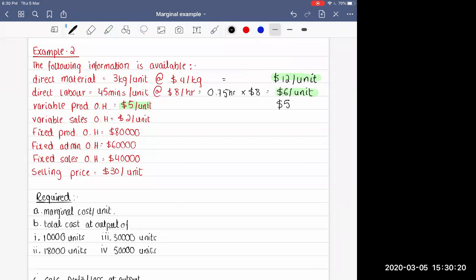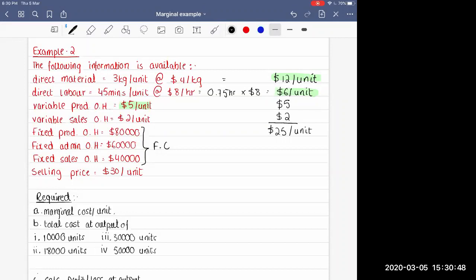Then we have variable sales overheads. Sir, variable sales overheads are $2 per unit. Fixed production overheads, fixed admin overheads, and fixed sales overheads are part of fixed cost. Therefore, the remaining costs we have are all variable cost, which include direct material, direct labor, variable production overheads, and variable sales overheads. 12 plus 6 is 18, plus 5 is 23, plus 2 makes 25 per unit.